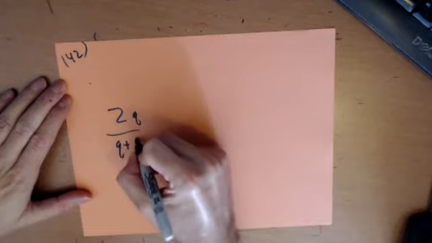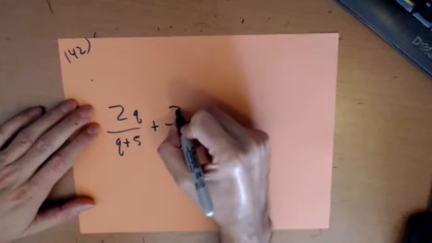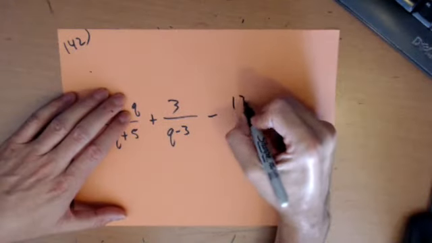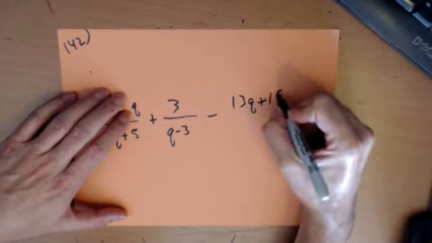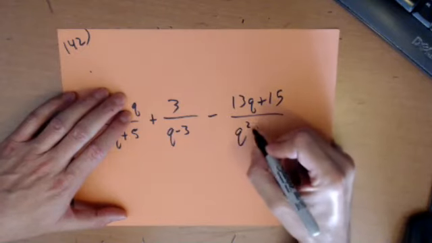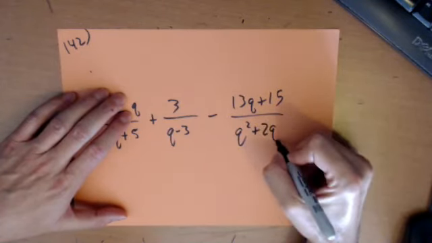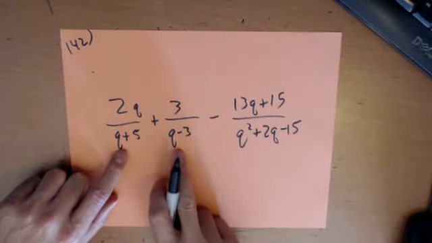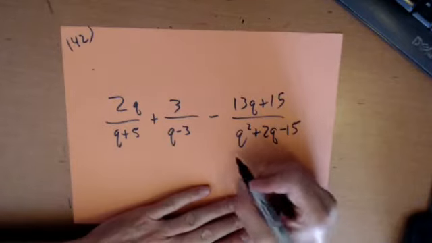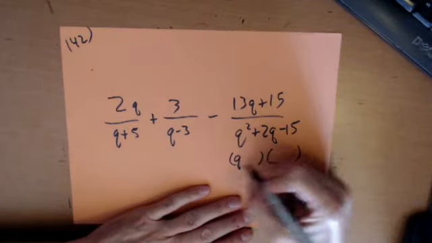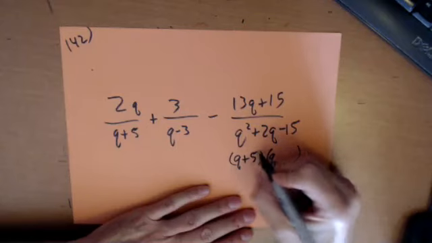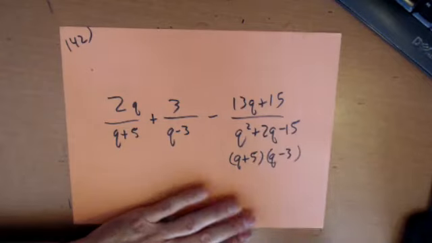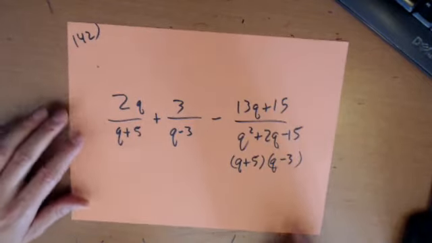2q over q plus 5, plus 3 over q minus 3, minus 13q plus 15 over q squared plus 2q minus 15. I'm hoping this thing factors like that. If not, it's just a big mess, but let's hope. Let us hope. q plus 5, q minus 3. 5 times minus 3, multiply that, add, yes. Woo! Okay.